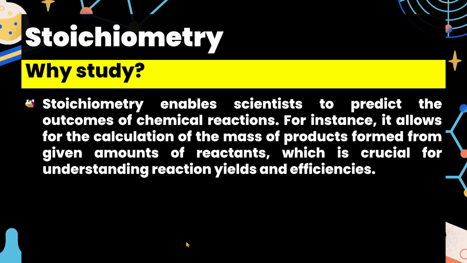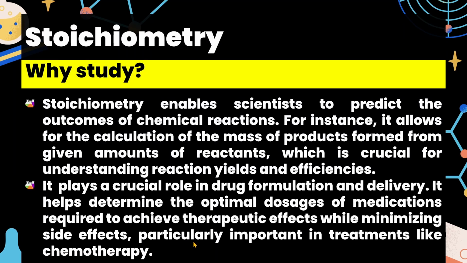Stoichiometry helps scientists predict reactions and reaction outcomes. For instance, it allows for the calculation of the mass of products formed from given amounts of reactants, which is crucial for understanding reaction yields and efficiencies. It also plays a crucial role in drug formulation and delivery. It helps determine the optimal dosages of medications required to achieve therapeutic effects while minimizing side effects, particularly important in treatments like chemotherapy.